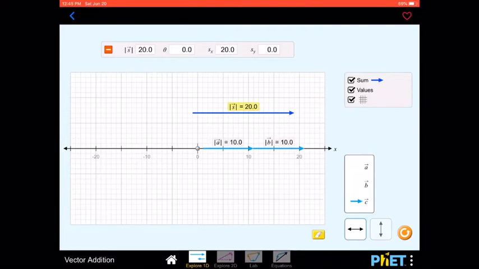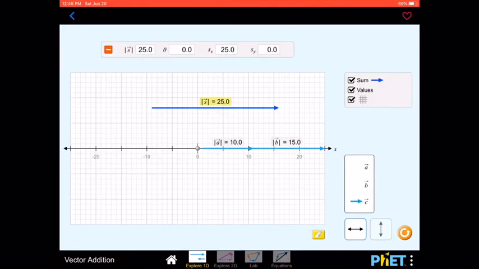And let's say, for instance, vector A is 10 and vector B is 15. So what is our sum? The sum would be 25. It's telling us that the sum is 25 and is towards the right. So vector A plus vector B.